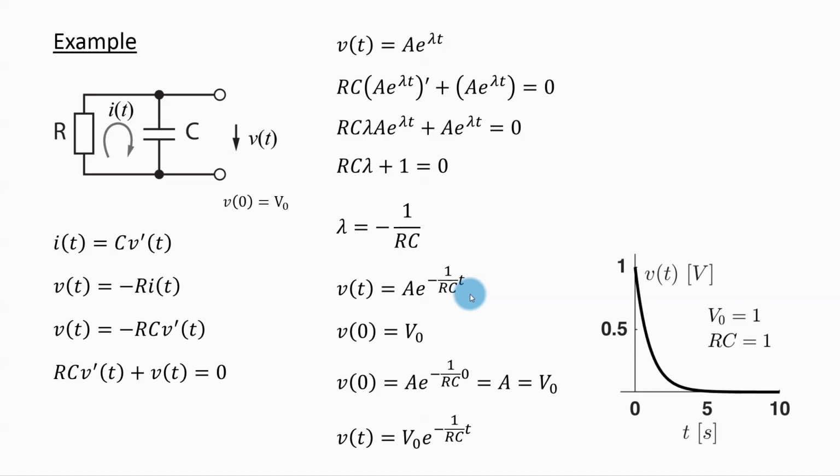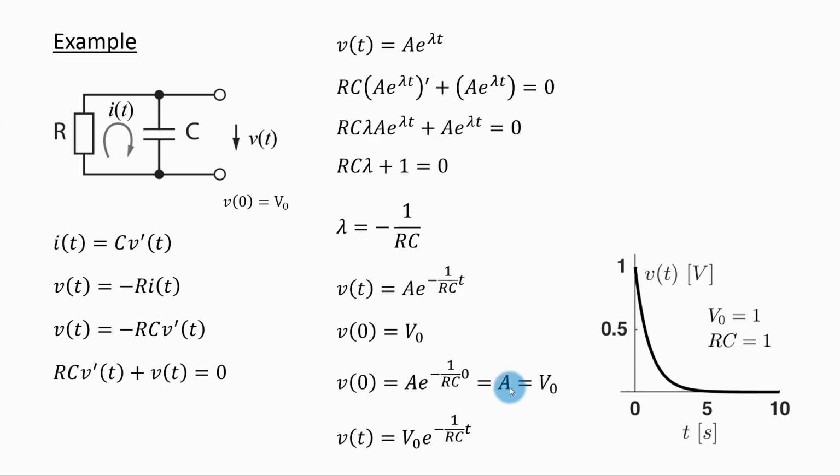But I'm not interested in all the ways this circuit can behave. I'm interested only in the case where at time 0 this capacitor is charged to voltage V0. So I need to use this initial condition to find my particular solution. The initial condition is given at time 0, so I will evaluate my general solution at time 0, and I get this. This is supposed to be equal to V0. So the constant A is V0.